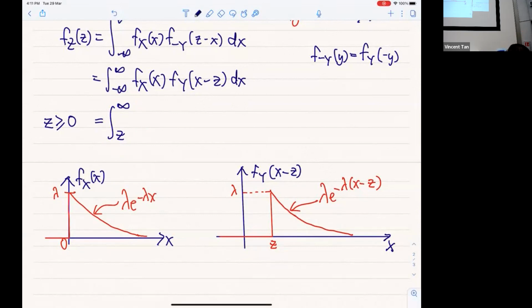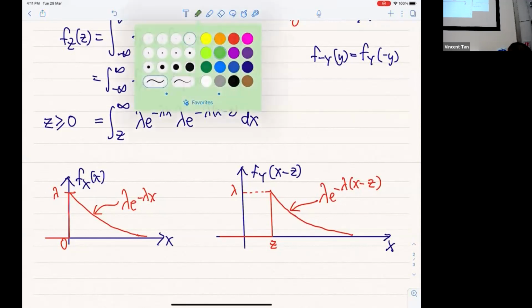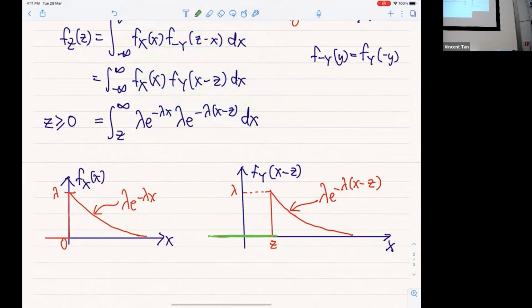So now we are in the business of putting everything together. Lambda e to the minus lambda x and lambda e to the minus lambda (x minus z) dx. Understand? We move this to the right and multiply these two. There are a lot of zeros, all the way up to the value z, all 0. That's why the only non-zero part is from z all the way to infinity. This constitutes the right-hand side of the convolution.